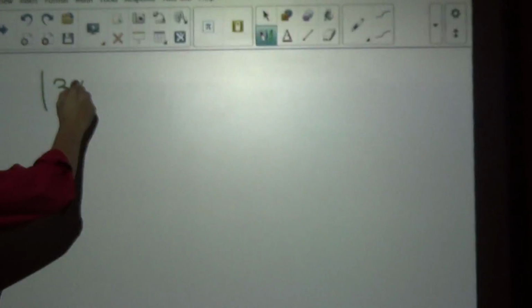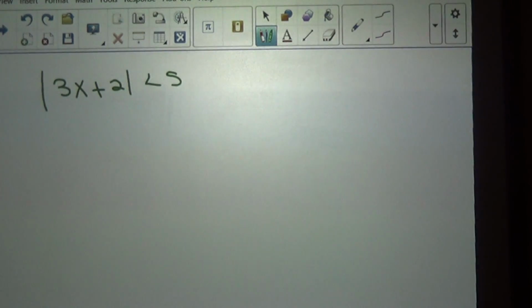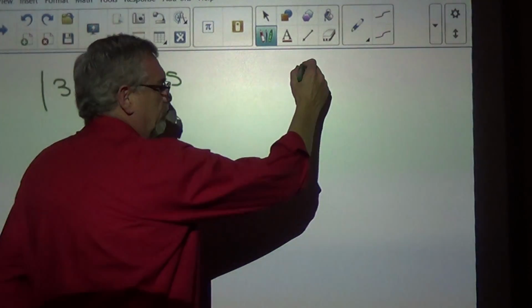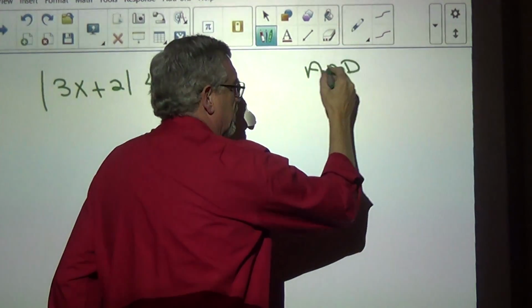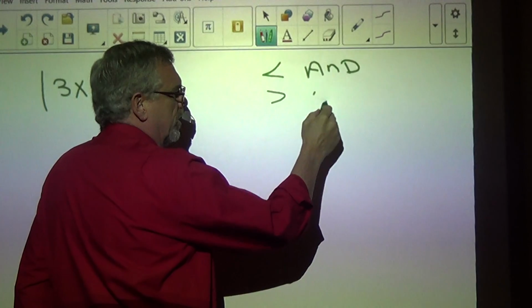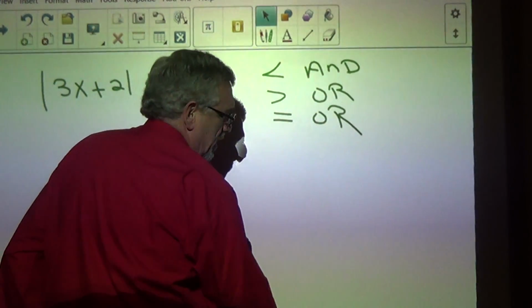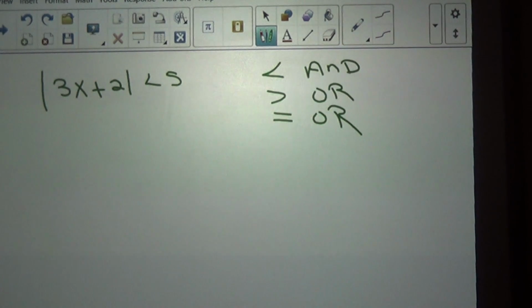Then we get into absolute values. So I've got the absolute value of 3x plus 2 is less than 5. You need to make a note somewhere that if I have an and statement, less than will be an and statement, and greater than is an or statement, and if you have an equal to, it is an or statement. For absolute values only.